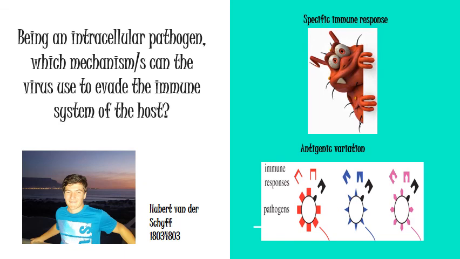Antigenic variation. Each time that the pathogen infects the body, it will vary its genes to form different proteins that are not recognized by the host's immune response. The pathogens will neither be recognized nor attacked by the antibodies that were formed during the previous infection of that specific pathogen.